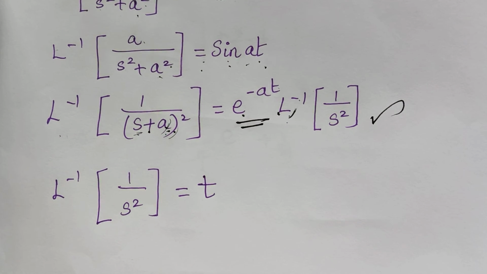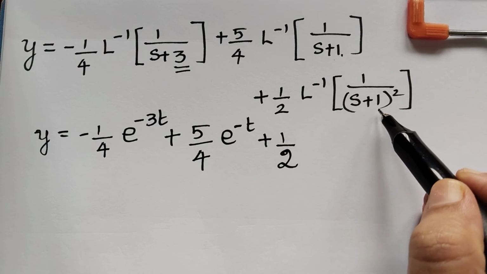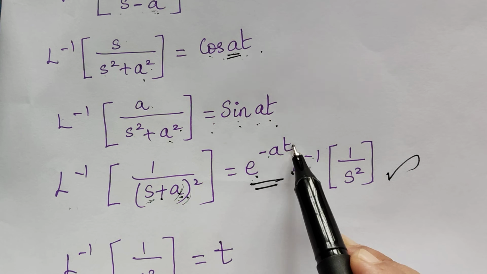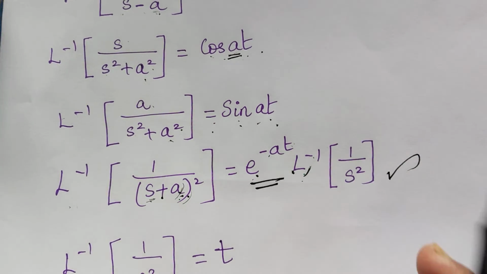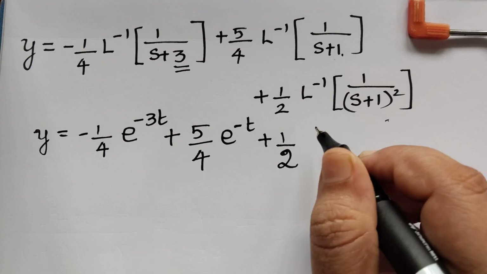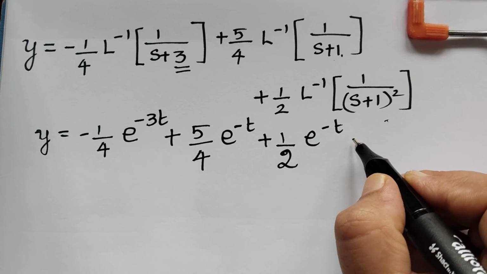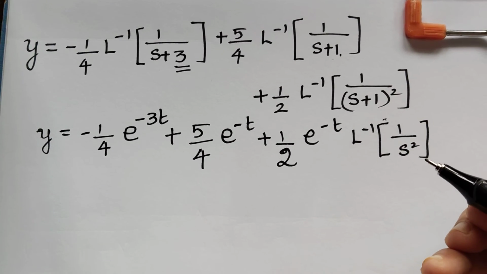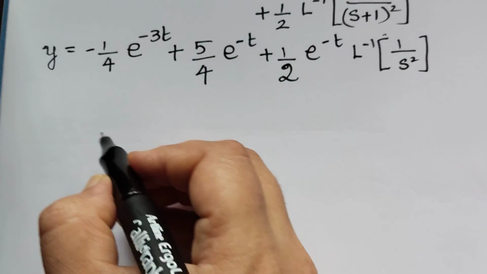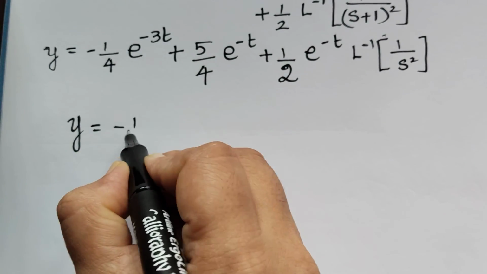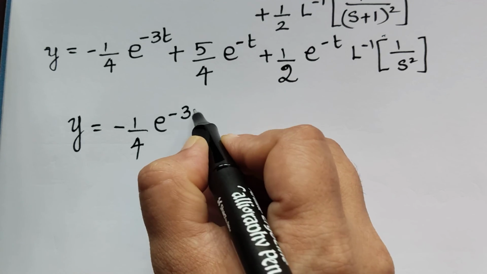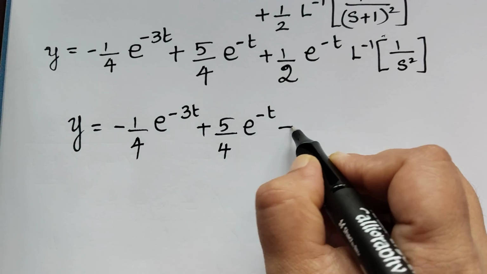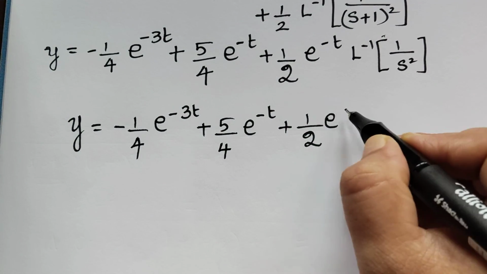Now in the place of a, what are we having? We are having 1. So when we apply it over here, we get e to the power negative t multiplied with Laplace inverse of 1 by s square. The problem is still not done because here we have a Laplace inverse which we have to apply. So negative 1 by 4 e to the power minus 3t plus 5 by 4 e to the power minus t plus 1 by 2 e to the power minus t.